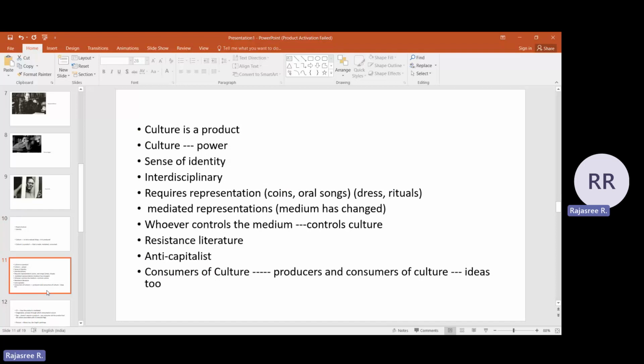Anything is being produced and consumed. Here, this production and consumption is not only of material things.